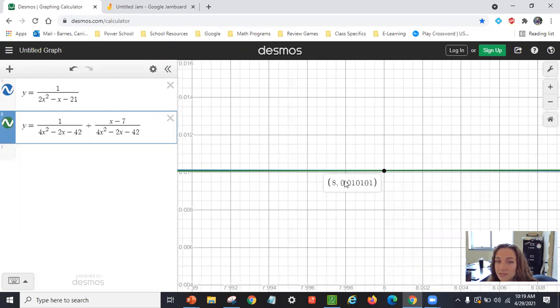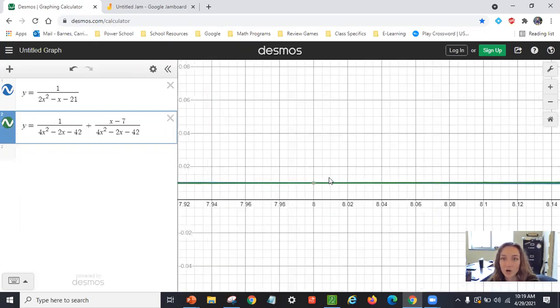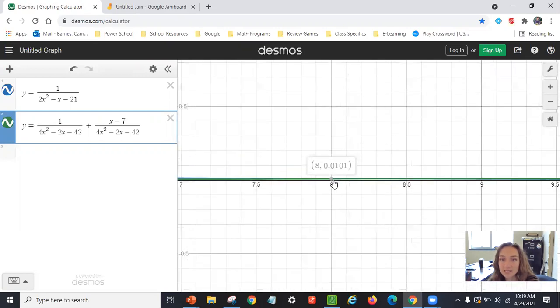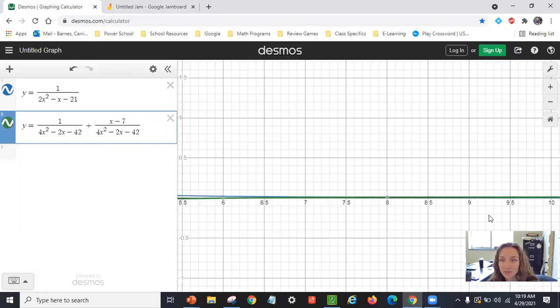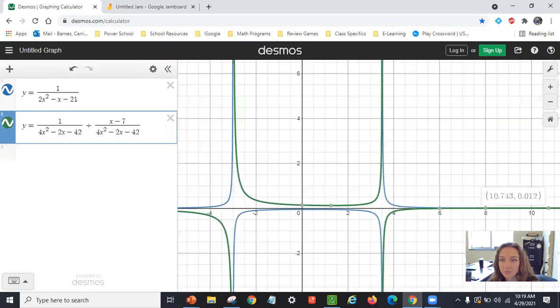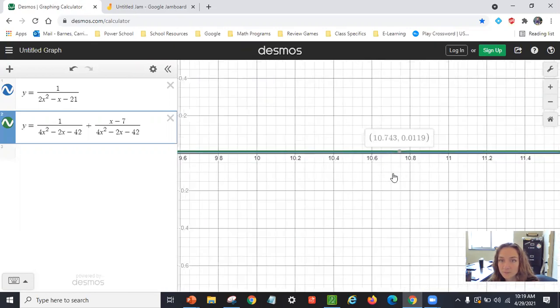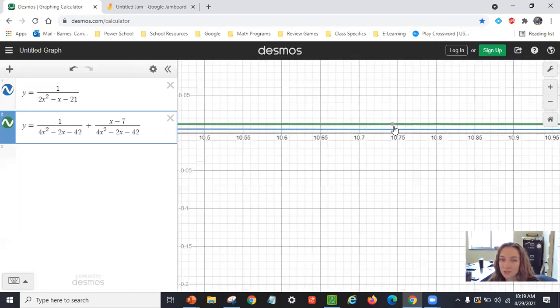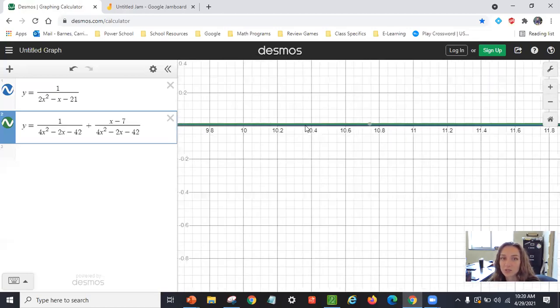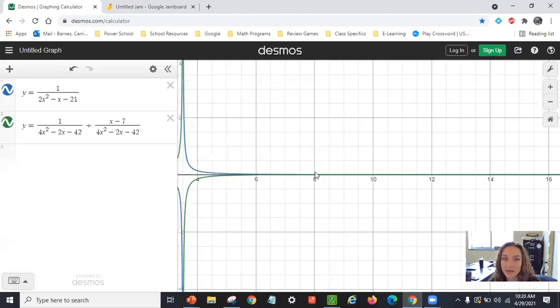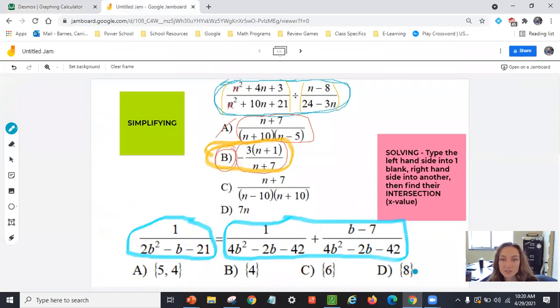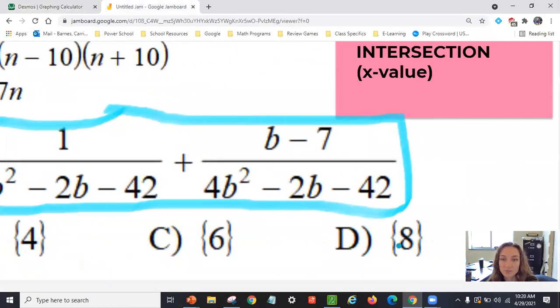The way that you can tell is it's not a zero value, and the blue and the green are coming together at this point. So 8 is going to be one of your answers, and let's just double check that there's not another answer here. This one looks like it could be an answer, so let's zoom in and see. This is not one of your answers. This must be a minimum value for the green line. It's not crossing, but our answer is going to be at 8, which is right here, and we're just going to write down the x value. Since our answer is the x value of 8, our answer is going to be D.